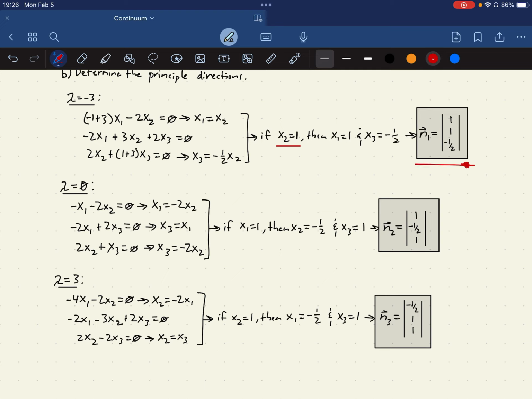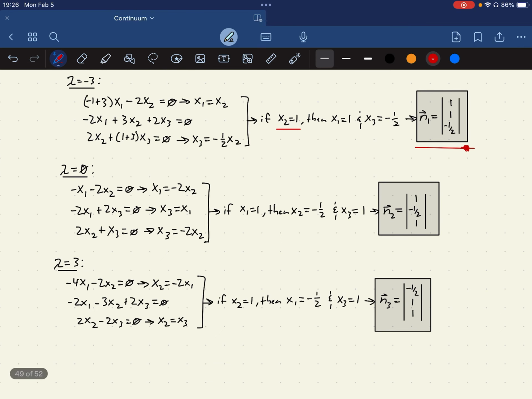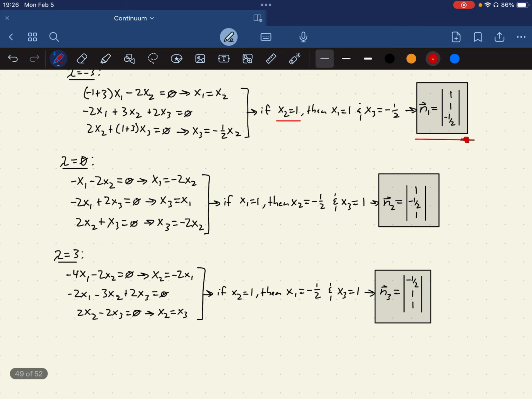So normally, I guess if you had good etiquette, you would normalize that vector, but I was too lazy to, so I just left it in that form. But we just repeat that same process for the second two, or last two eigenvalues, and then we get our vectors for those and the principal directions for those.